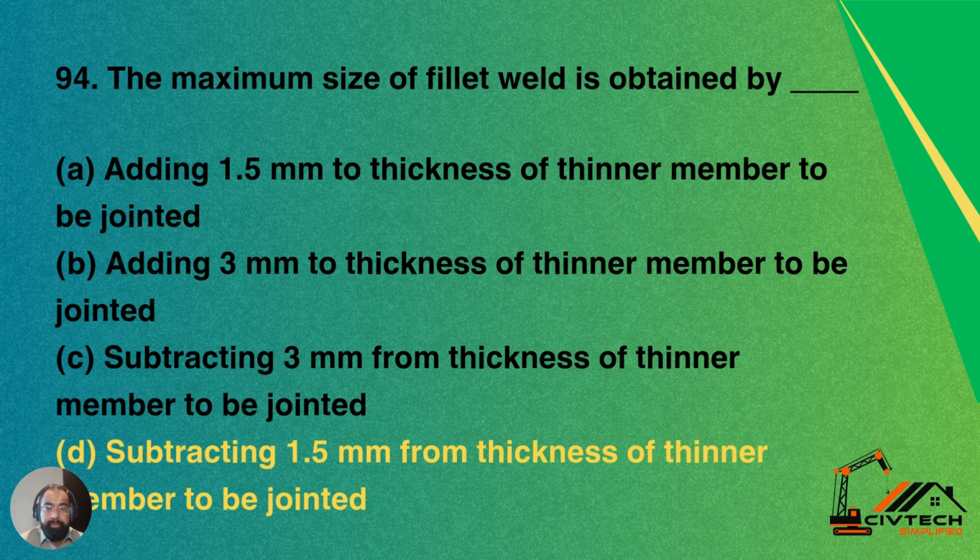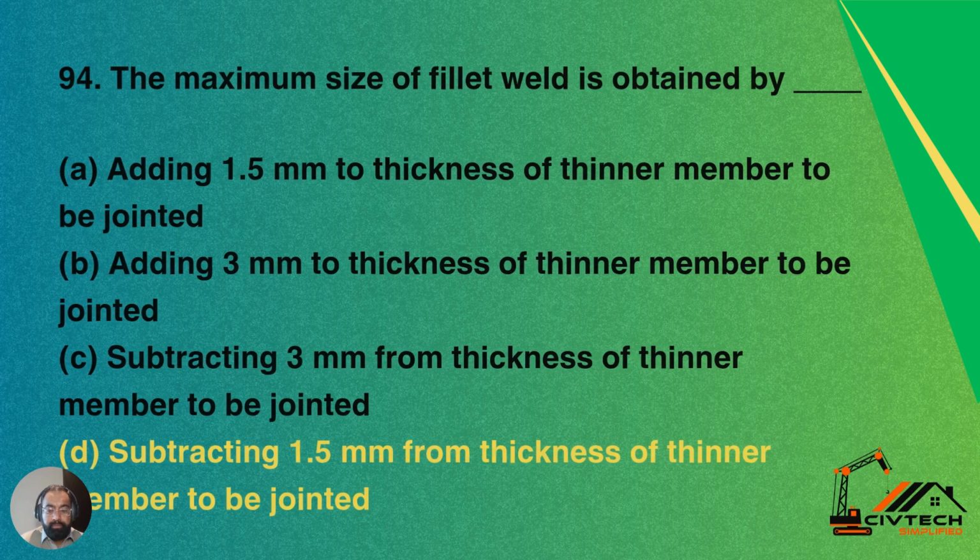Question 94. The maximum size of fillet weld is obtained by option A, adding 1.5 mm thickness of thinner member to be jointed. Option B, adding 3 mm to thickness of thinner member to be jointed. Option C, subtracting 3 mm from thickness of thinner member to be jointed. Option D, subtracting 1.5 mm from thickness of thinner member to be jointed. So yes, D is the correct answer. The maximum size of fillet weld is obtained by subtracting 1.5 mm from thickness of thinner member to be jointed.